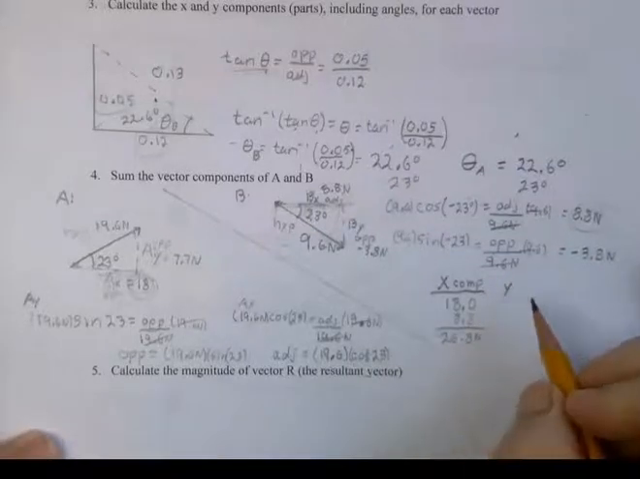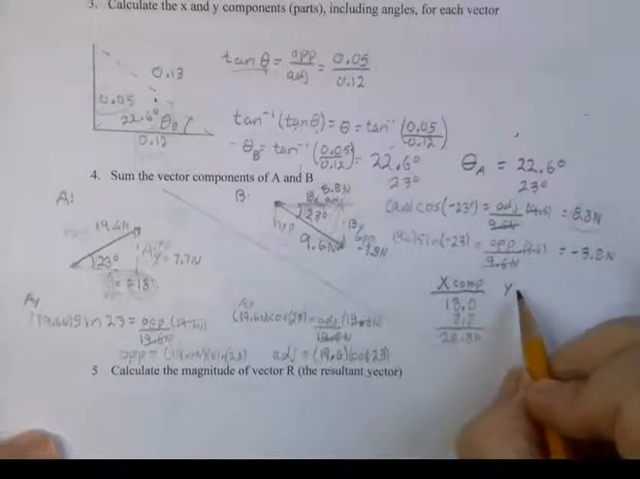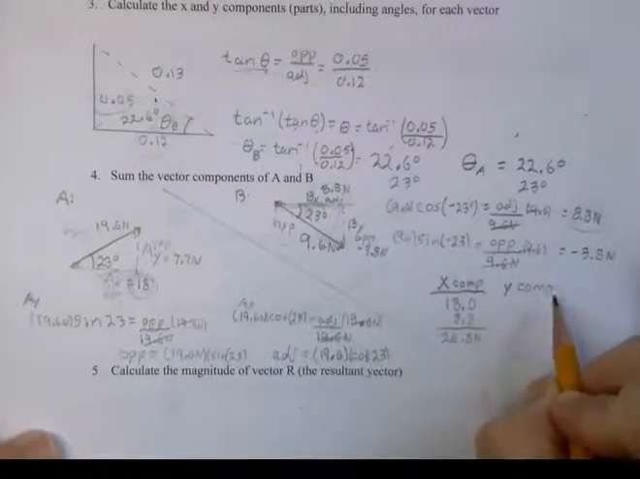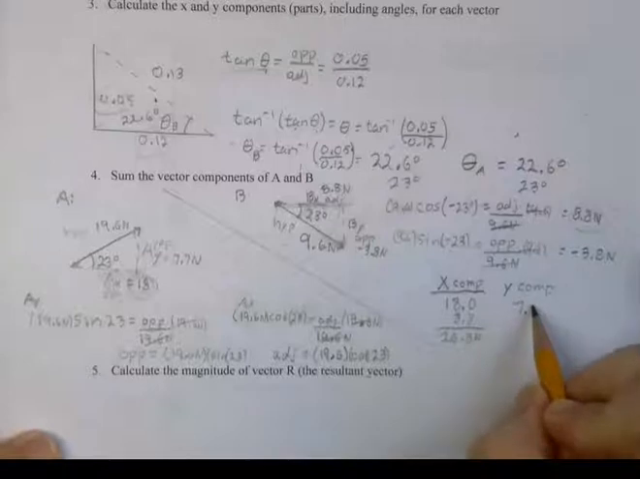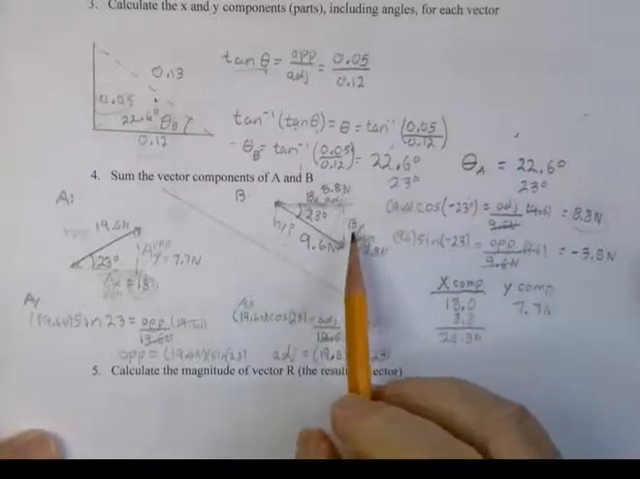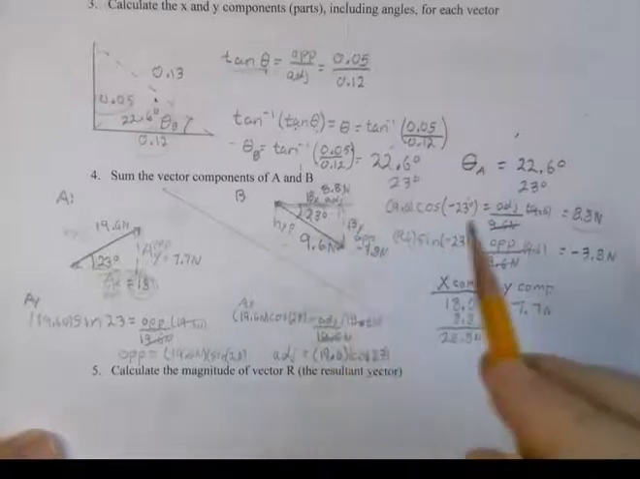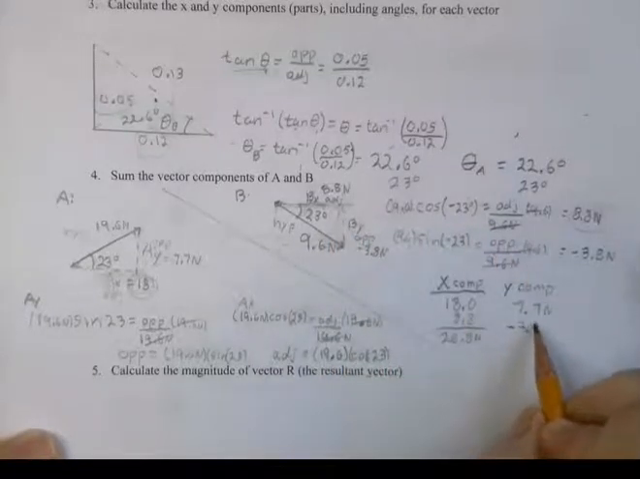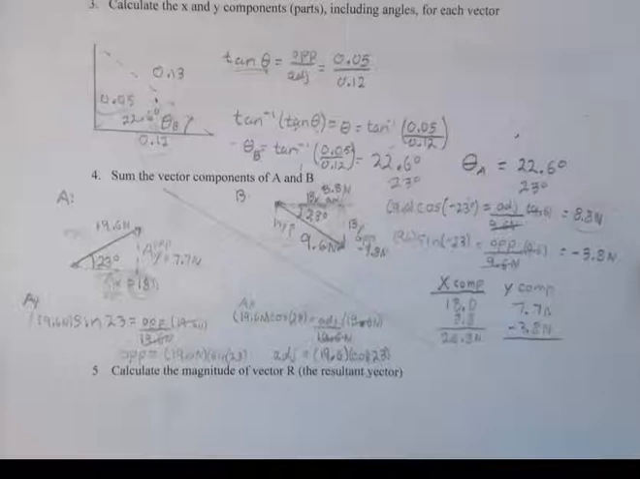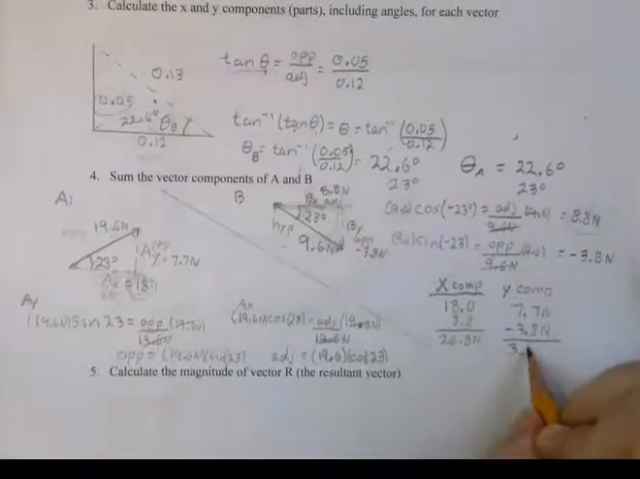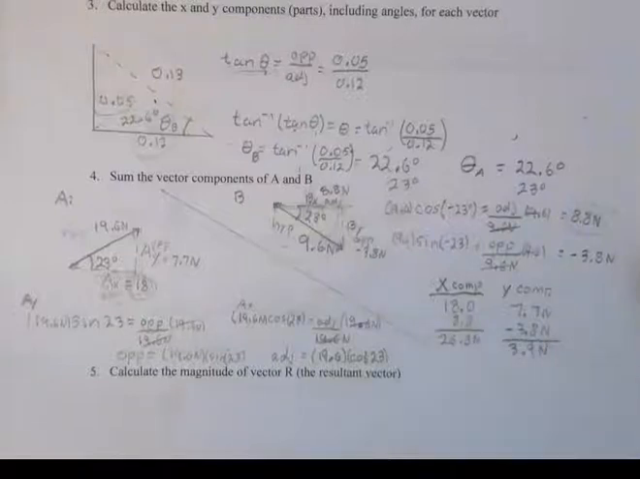For the y component, what are they? This is the y component here, that's 7.7, and that's positive. And then this one here, it's going down, and that was our negative 3.8 that we got. So it's negative 3.8 newtons. Okay, and you subtract those. And you get 3.9, a positive 3.9.